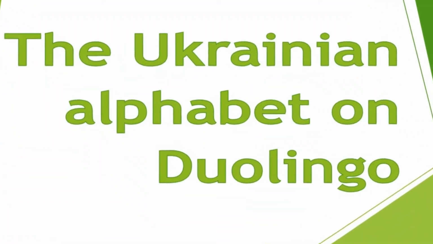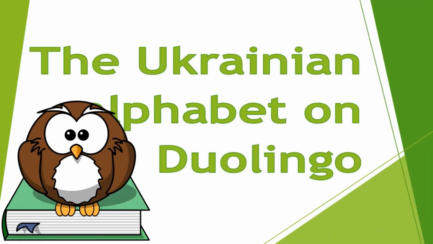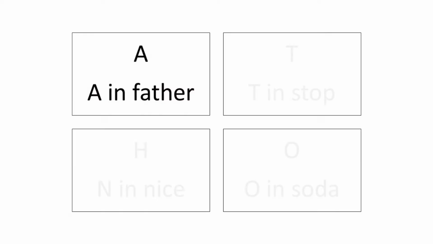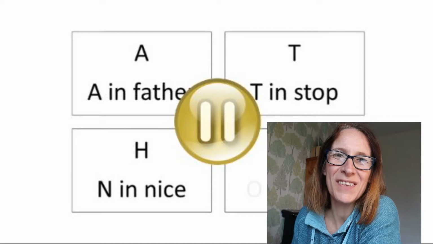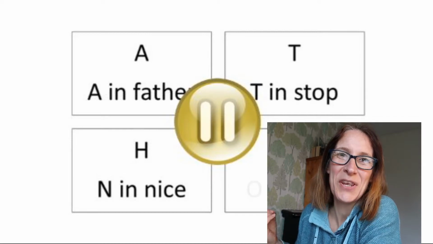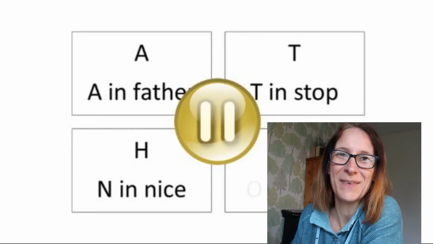I really like the Ukrainian alphabet on Duolingo. The first 4 letters are A, like father, T, like stop, N, like nice, and it's so hard to see that letter and say N, isn't it? That's going to take some practice.